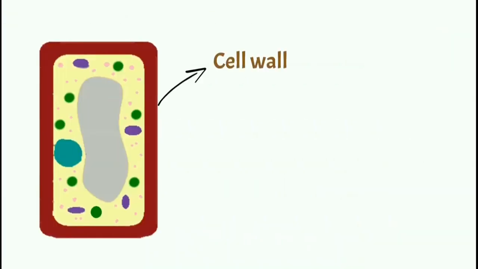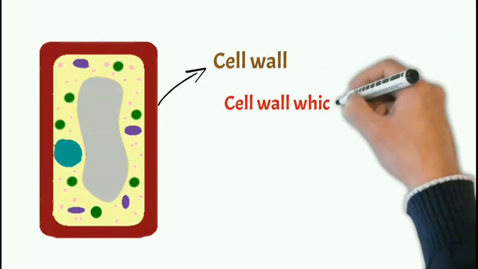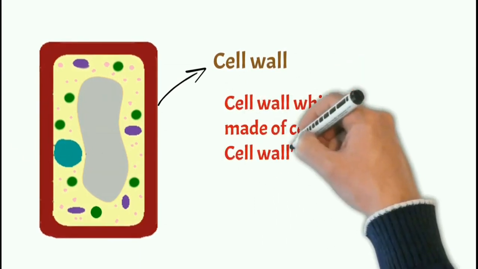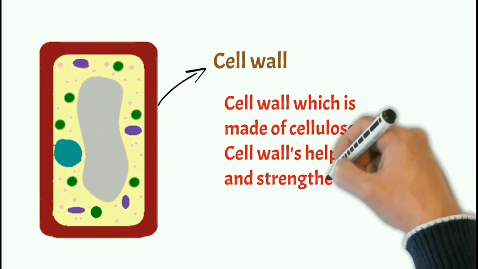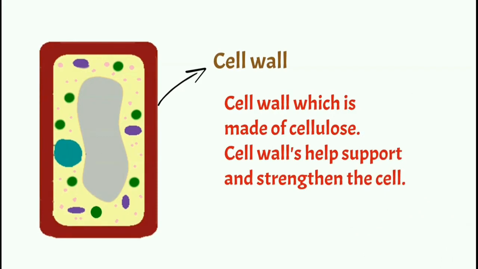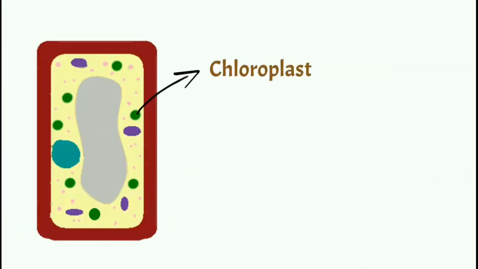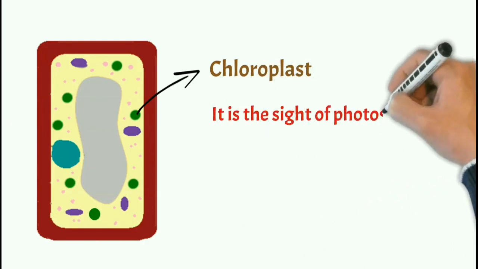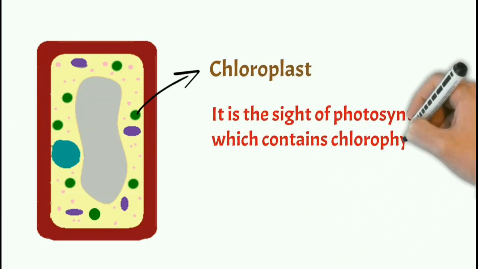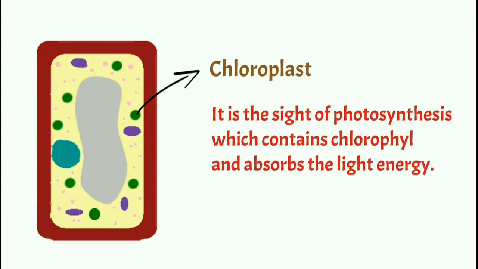First up, we have the cell wall, which is made of cellulose. So the cell wall's job is to help support and strengthen the cell. Next, we have the chloroplast, which is the site of photosynthesis, which contains chlorophyll and absorbs the light energy.